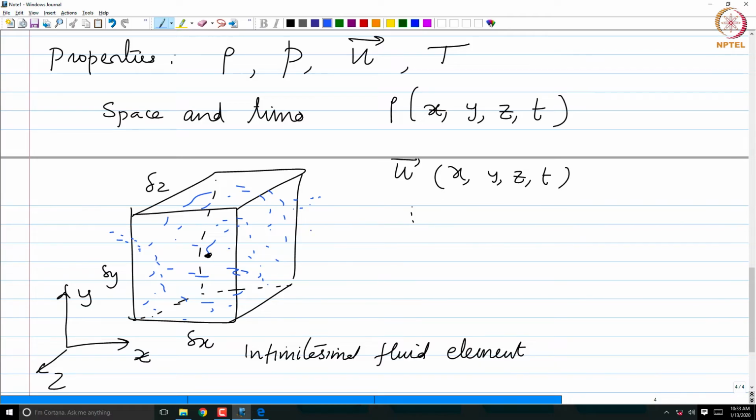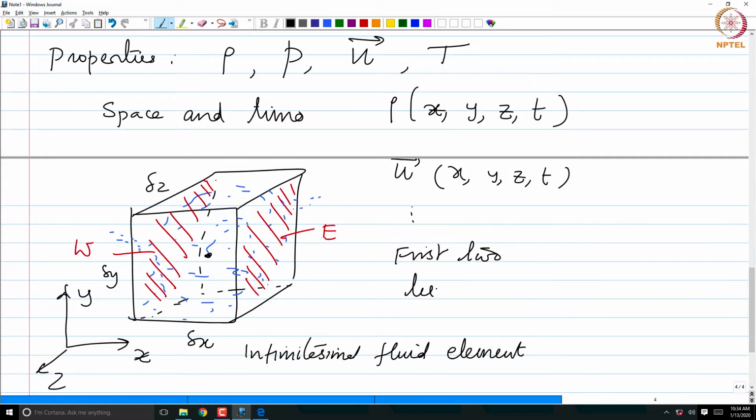Now, this fluid element is small enough such that the properties of this fluid on the faces, for example, on this face, let's say we call it the east face, or we call this the west face, right? On the faces, we can obtain the properties using just the first two terms of the Taylor series expansion. That is because the fluid element is quite small, okay? So just by using the first two terms of the Taylor series, we can obtain the properties on the faces.